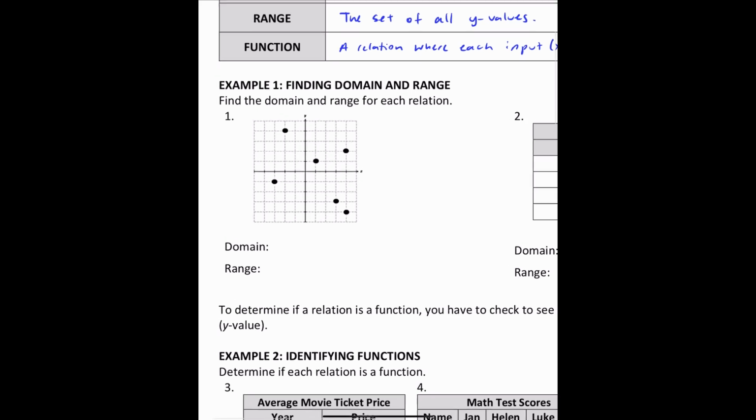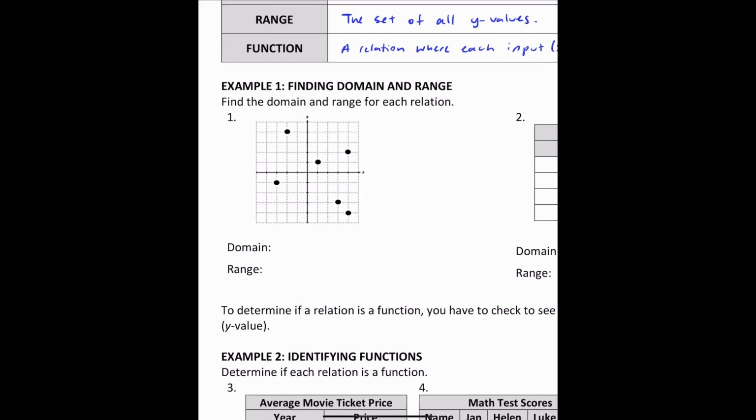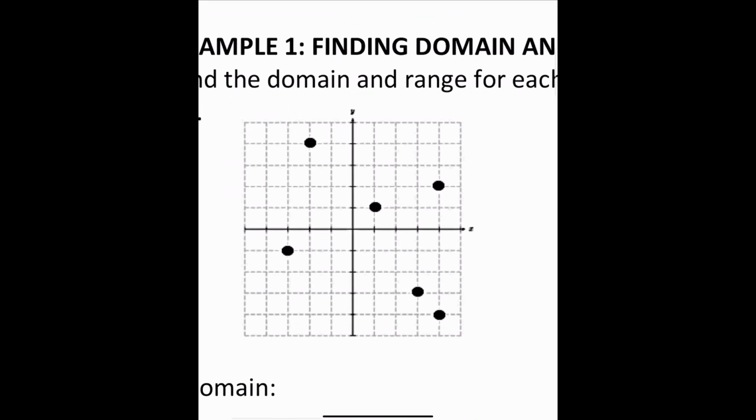So I want to go ahead and take a moment and look at number 1. It says find the domain and range for each relation. So we have a graph with points. This is a discrete graph. So what I want to go ahead and do when it comes to this type of problem is label each point as an ordered pair. So for instance, if I'm looking at this first point here, then I will label this as -2 comma 4.